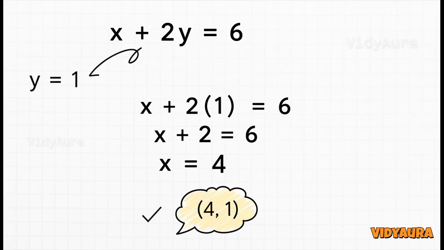But of course, you can pick any number you like, not just 0. Let's try something else simple, like y equals 1. We just plug that in. x plus 2 times 1 equals 6. That simplifies to x plus 2 equals 6. To get x by itself, we just subtract 2 from both sides, and we get x equals 4. And there's our third solution, 4, 1. See? The process is always the same.